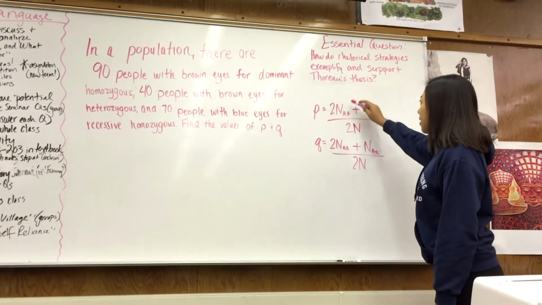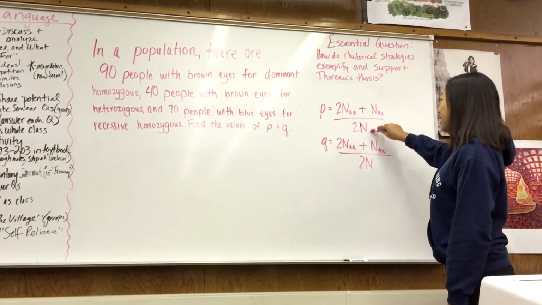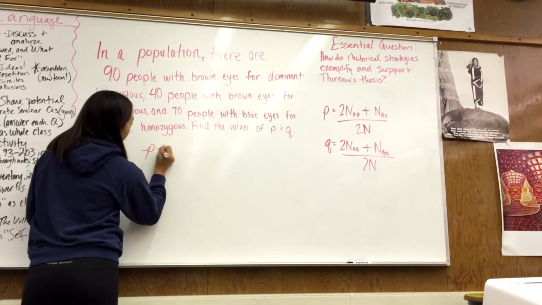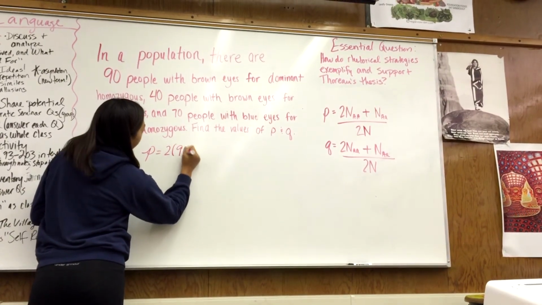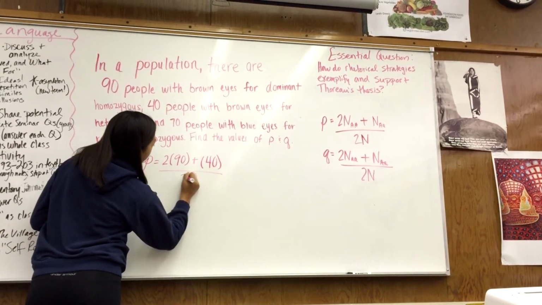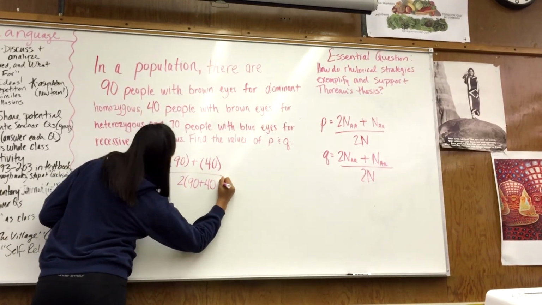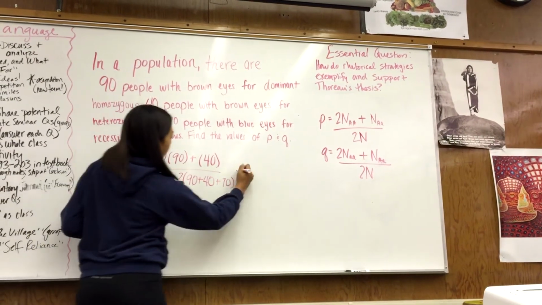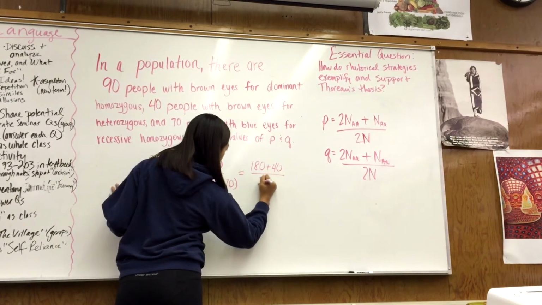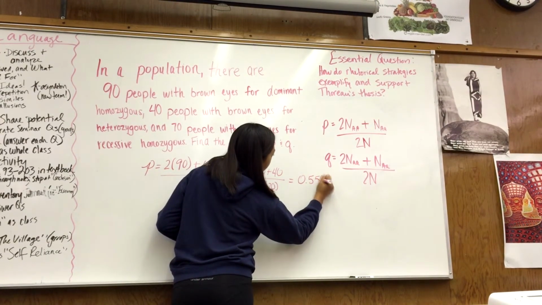You'd use 2 times the number of dominant homozygous plus the number of heterozygous, over 2 times the whole number of the population. So for the value of p, we would have 2 times 90 plus 40 over 2 times the entire population, so it's 90 plus 40 plus 70. Overall we have 180 plus 40 over 2 times 200. The value is 0.55 once you plug it into the calculator.